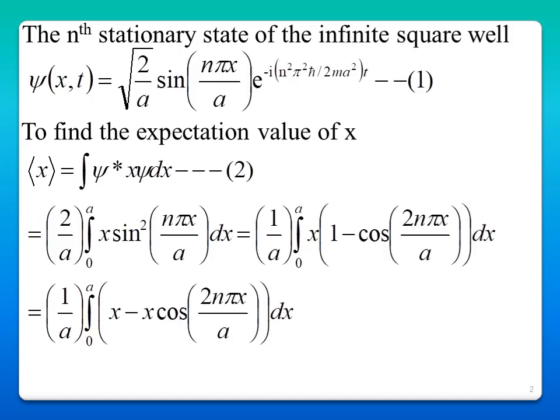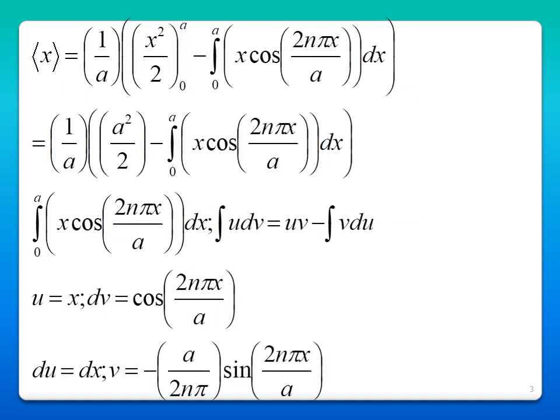Now substitute the value for psi and psi star, we will get 2 by a integral from 0 to a x sine squared n pi x by a dx. This sine squared you can write as 2 sine squared theta is 1 minus cos 2 theta. So it is 1 by a integral from 0 to a x into 1 minus cos 2 n pi x by a dx. So it is 1 by a integral from 0 to a x minus x cos 2n pi x by a dx. So the first term you can integrate, that is x squared by 2.